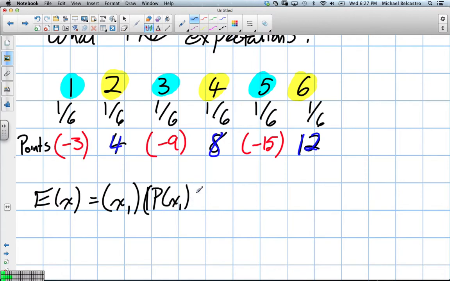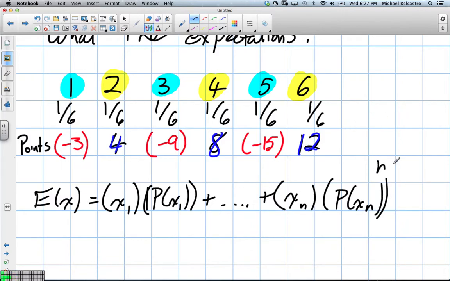Okay. Remember, expected probability was essentially the amount of points or value we get times the probability of that event happening. And then we continuously add this up to the last event. So how many events are there in total? 6. There are 6 total events. So we know our n value here is going to be 6. N will be 6 in this case. So let's figure out our expected probabilities.